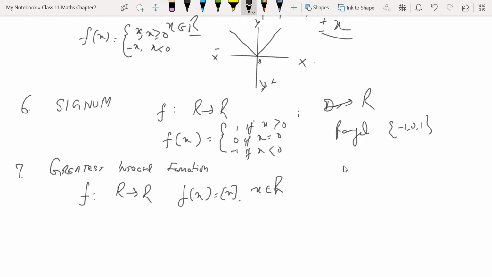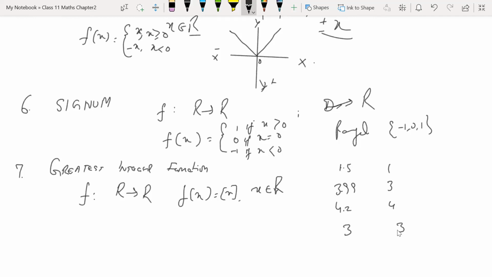Let's consider 1.5. There is an integer below 1.5, then the value of this would be 1. Greatest integer would be 1. For 3.99, the greatest integer would be 3. For 4.2, the greatest integer would be 4. So the greatest integer function states the value of the greatest integer less than or equal to x.